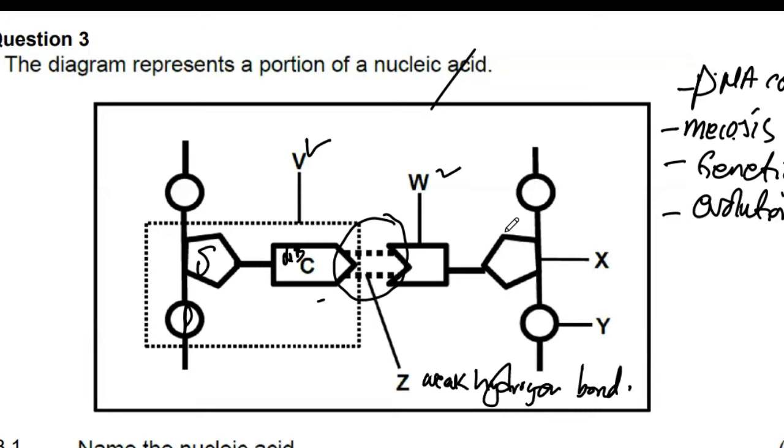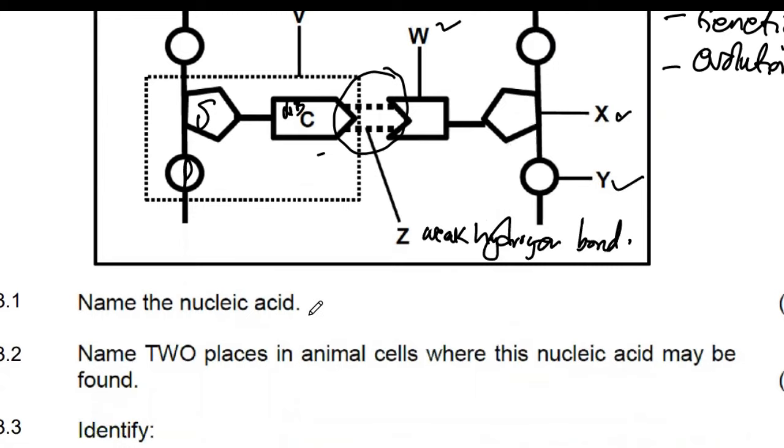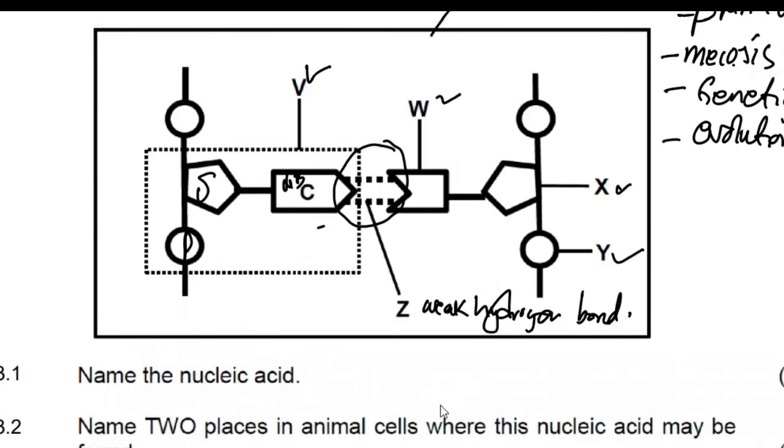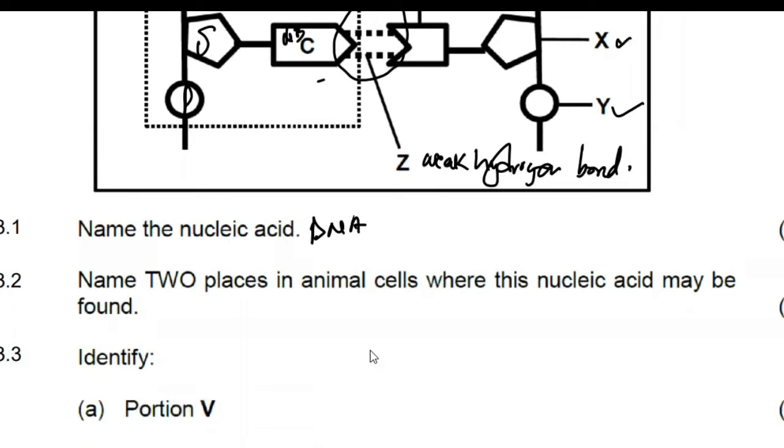So now, since you know that this is a structure and you know how to label it, now let's talk about naming the nucleic acid which is being represented. So we have seen that this is the DNA. Then they're saying name 2 places in animal where you can find this DNA. Where can you find this DNA in animal? You can find it in 2 places. That is in the nucleus, and then in mitochondrion.